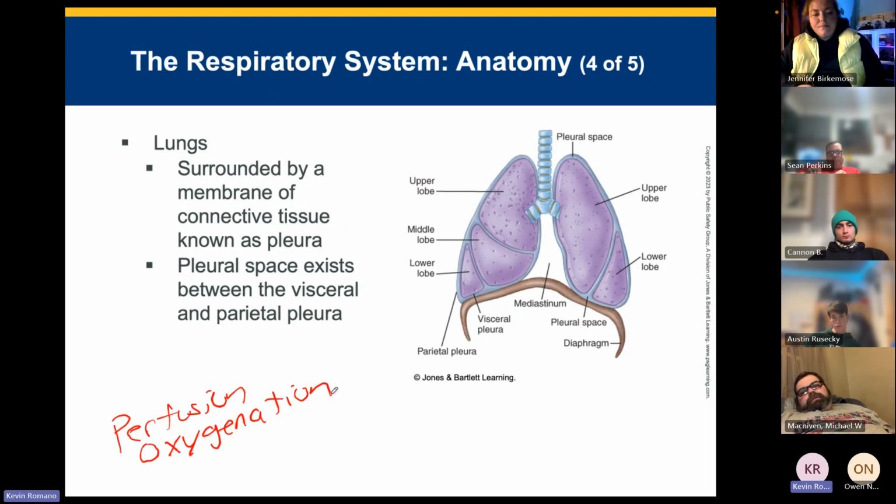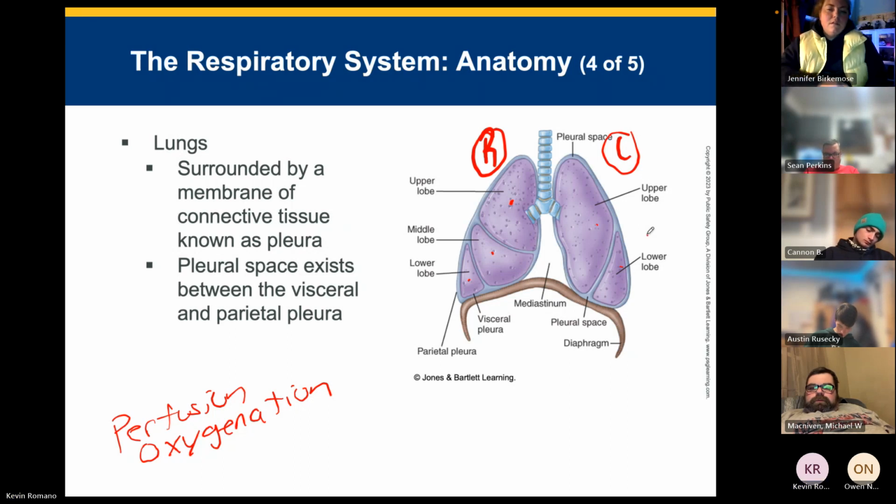Now, looking at the lobes. You notice we have an upper, middle, and lower lobe on the right side, and an upper and lower lobe on the left side. Why are there only 2 lobes on the left? What takes the place of one of the lobes? That's where the heart is. Exactly.